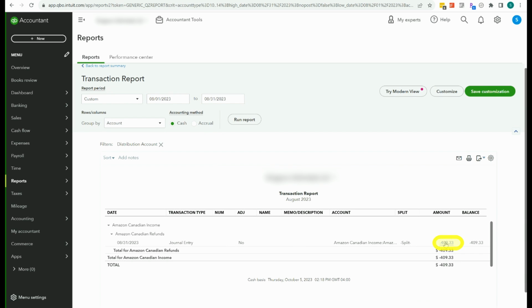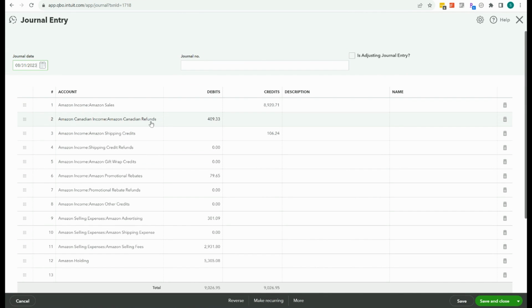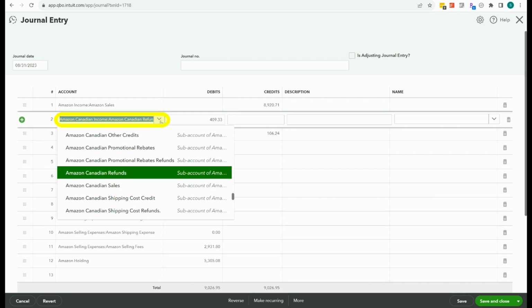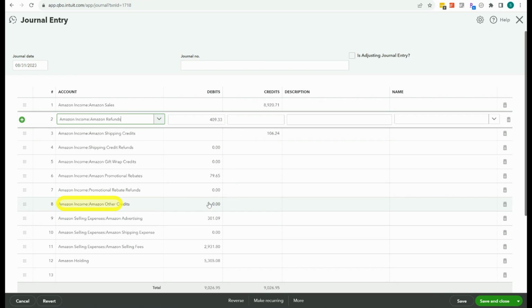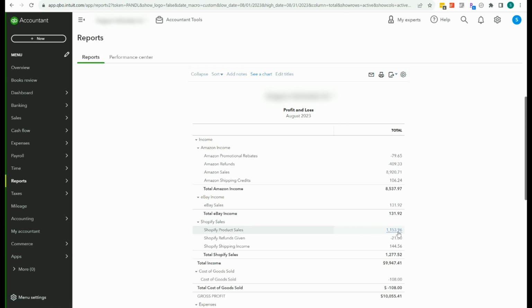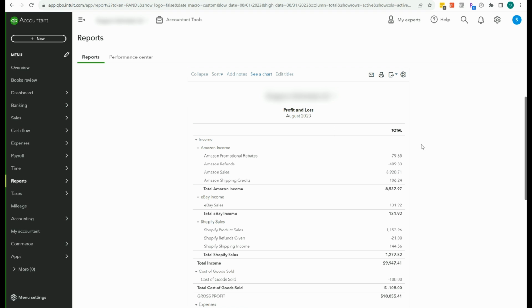So I'm going to go ahead and open up our journal entry that we did. I don't want the Canadian refunds. I want our regular Amazon refunds. There we go. 8,537.97. Good thing I checked my work. So Amazon income is looking good.